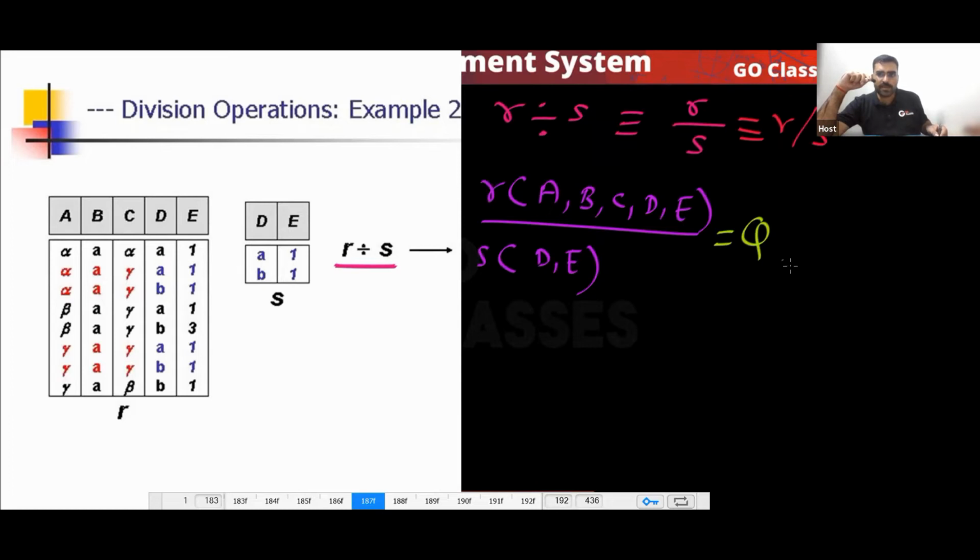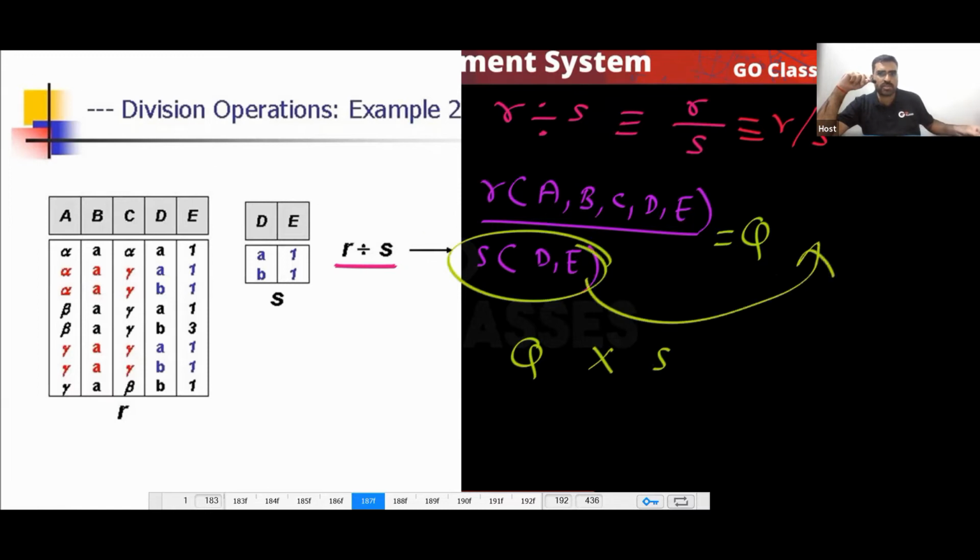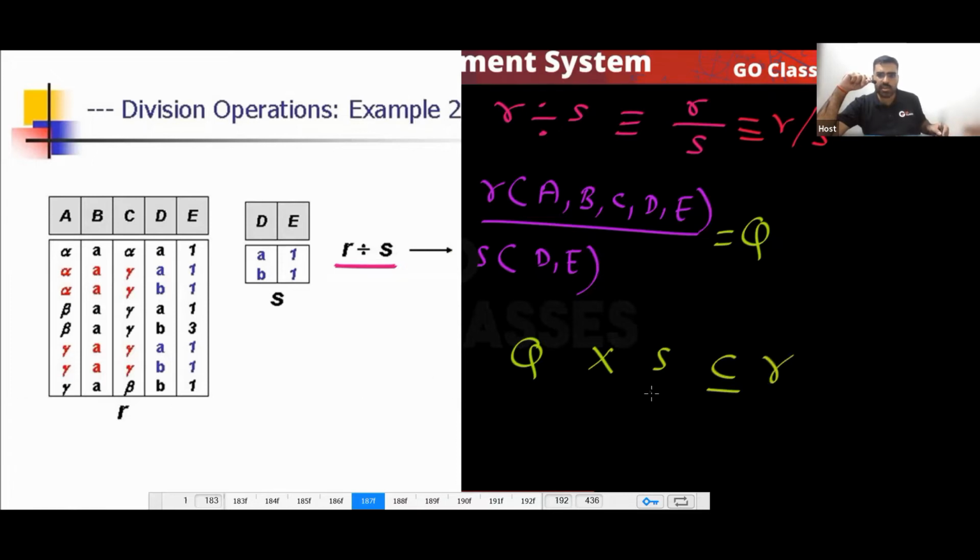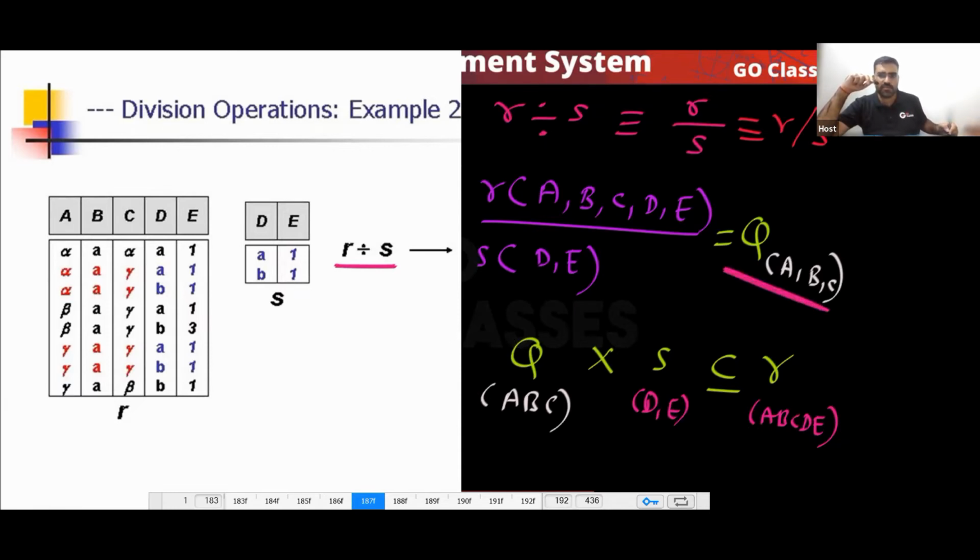Very simple. Remember, this property must be satisfied: Q cross S should be a subset of R. Yes or no? And S already has DE, and R has ABCDE. So Q should have ABC. Definitely I can say this must have ABC. These three attributes must be there. This is the first step. So we found the schema of Q.